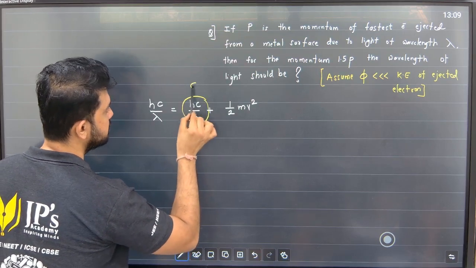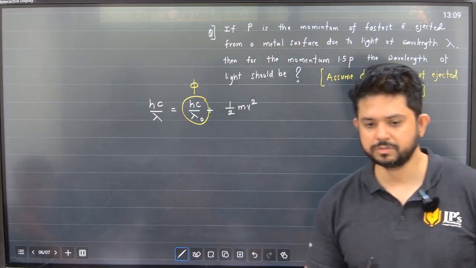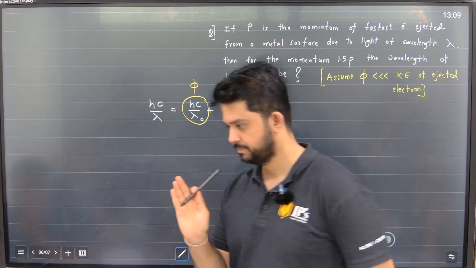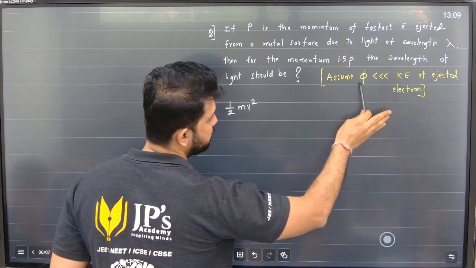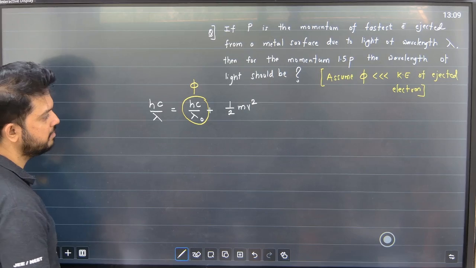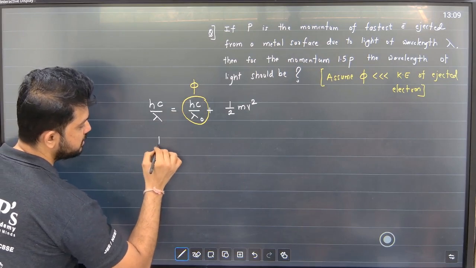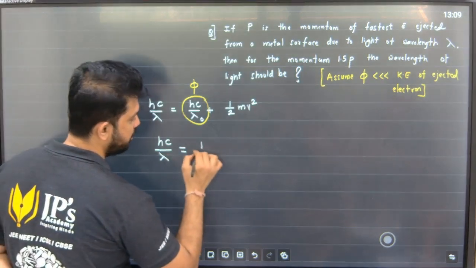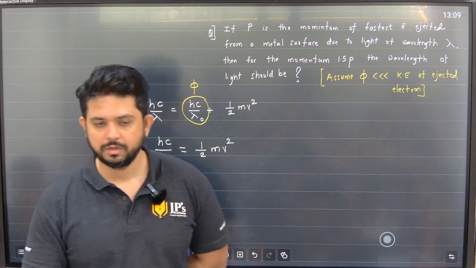This is also called the work function. In the whole formula, if we observe, there is no momentum, which means somehow we have to bring momentum in. Also they've given us an assumption. What assumption? Assume that the work function is very small as compared to kinetic energy. Why have they given us this? Since the work function is very small, we can approximate this equation to hc by lambda is equal to half mv squared. We can get rid of the work function term.